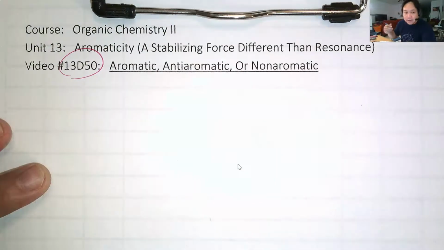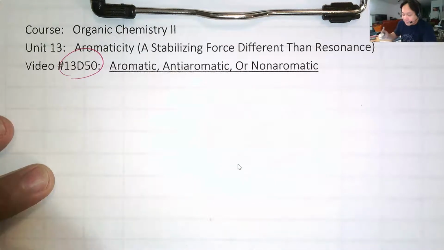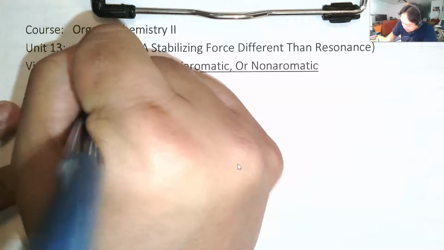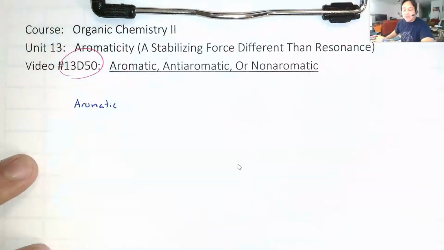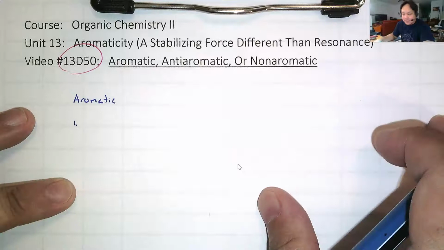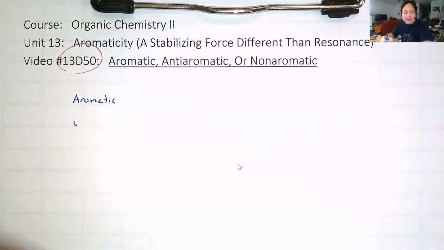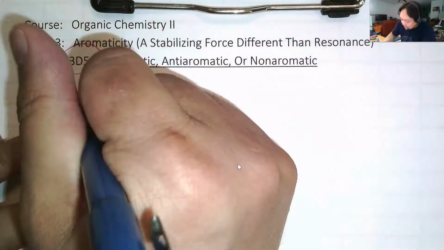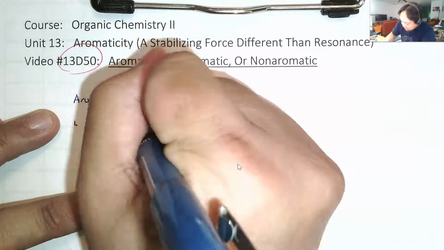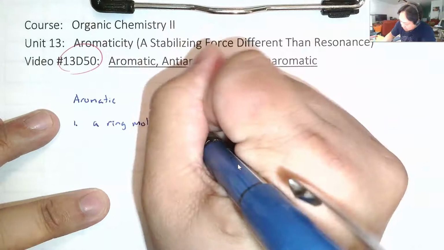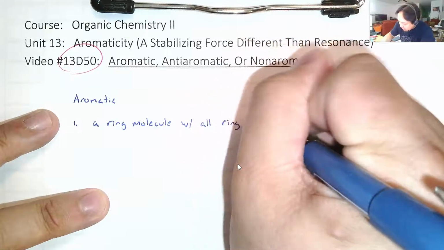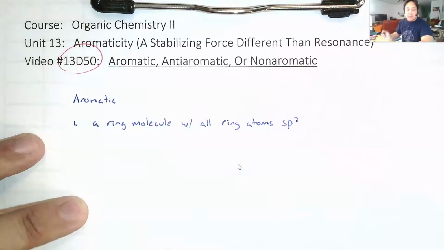Before we do that, let's one last time go over the rules to determine whether a molecule is aromatic. I'll do this in blue, and I'm going to try to color code this as best as possible. Number 1: maybe it wasn't apparent in my previous videos, but an aromatic molecule should have a ring in it. It should be cyclic, a ring molecule with all ring atoms sp2. That's rule number 1.